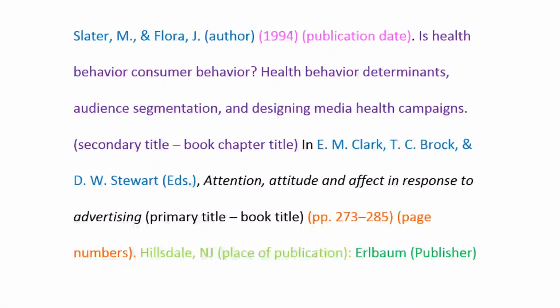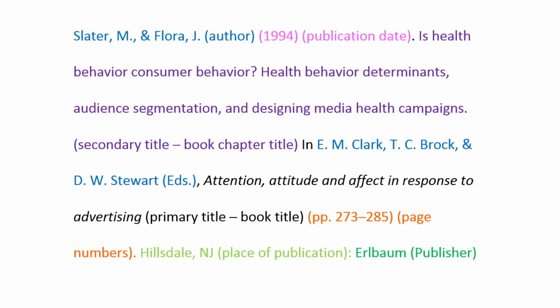Next we are going to look at the first Slater reference. This reference is for a book chapter. The reference has more components and is longer. Like the first reference, it starts with the author, followed by publication year. The secondary title, in this case the book chapter, follows. Next are the editors and the primary title, in this case the book title. Again, italics indicate the primary title. The page numbers, place of publication and the publisher follow.